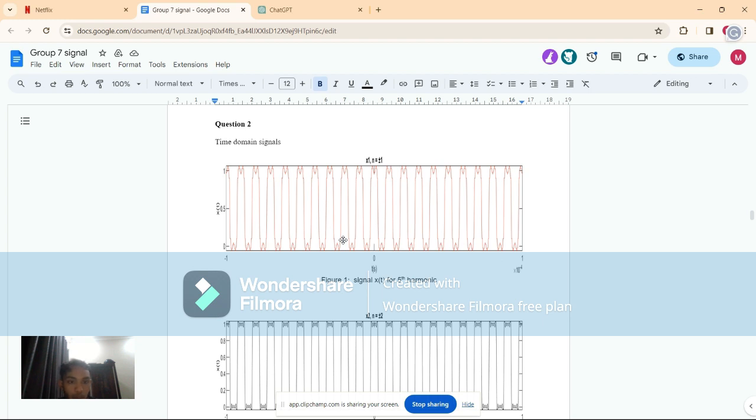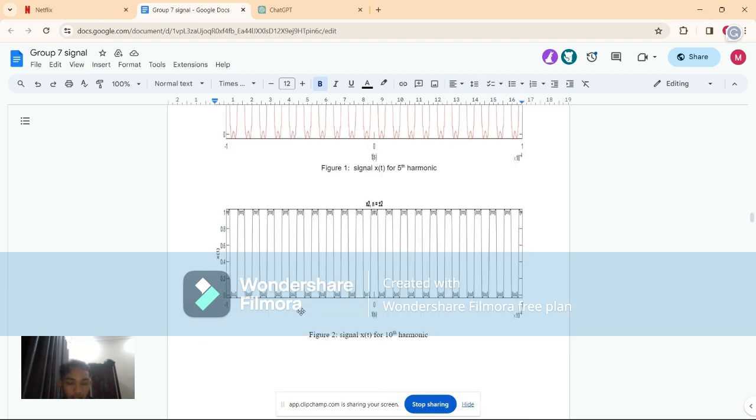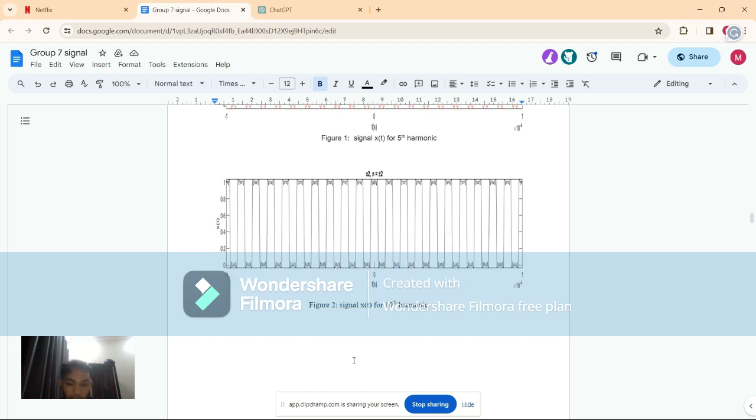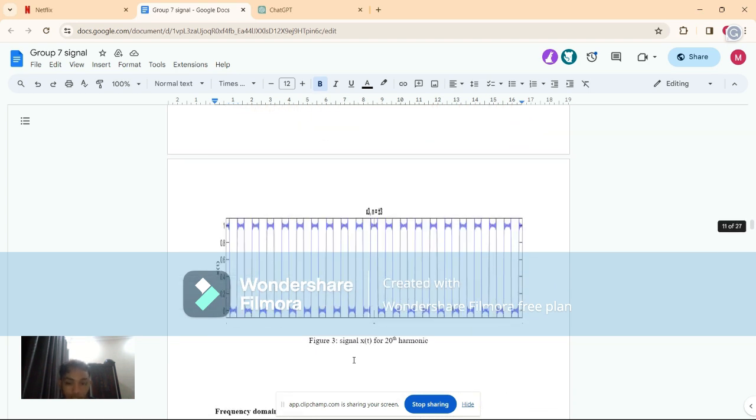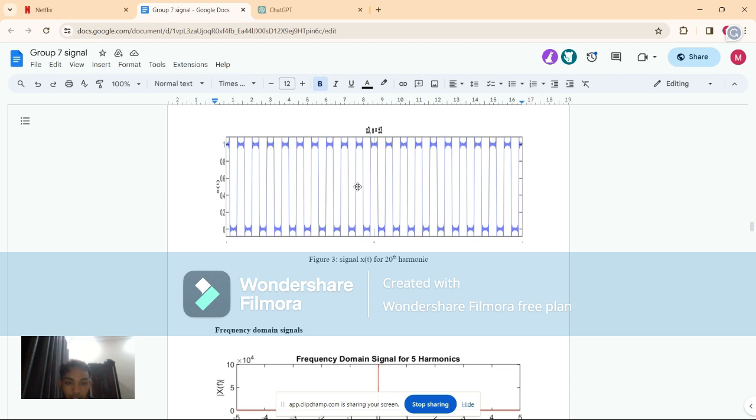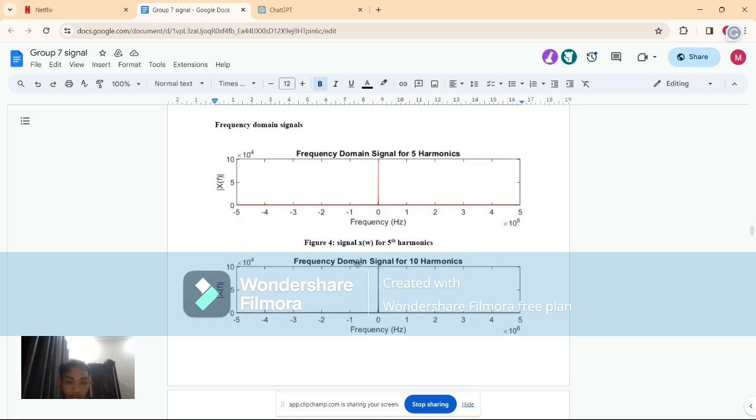Question 2, time domain signal. This is the output of the signal for 5 harmonics, and then this is the output for the signal for 10 harmonics, and then this is the output of the signal for 20 harmonics.